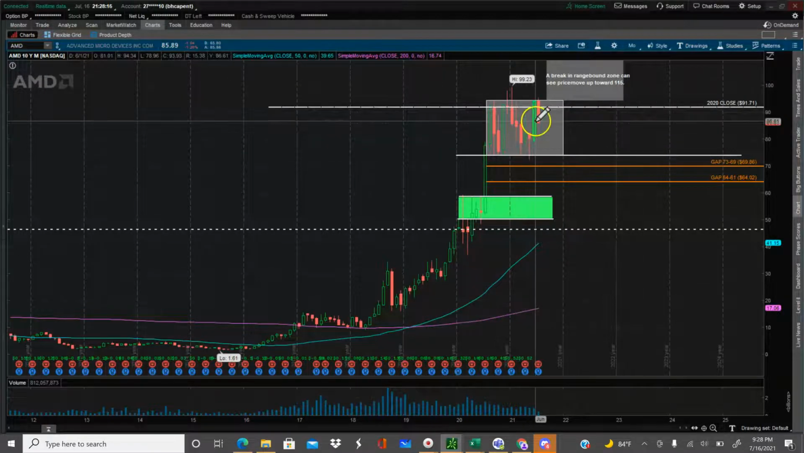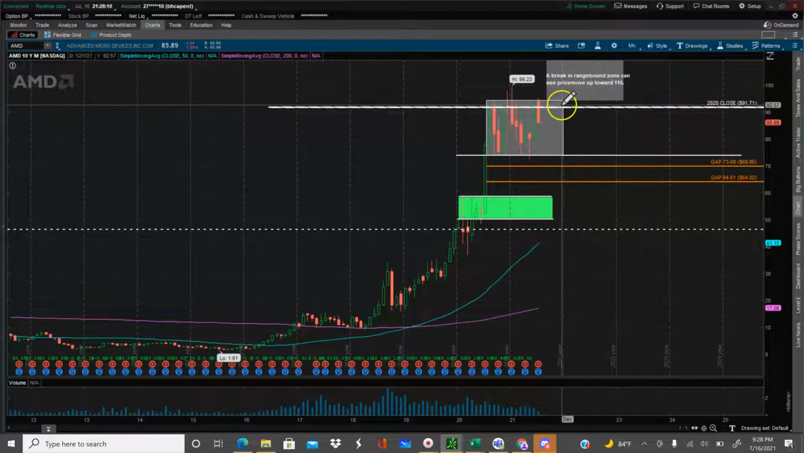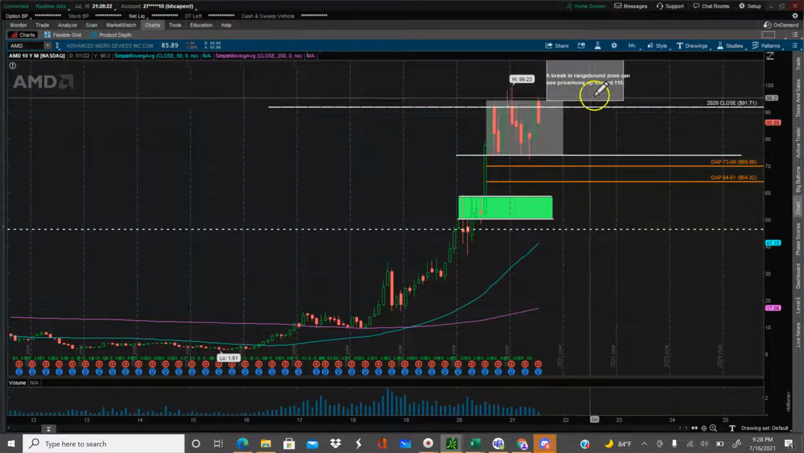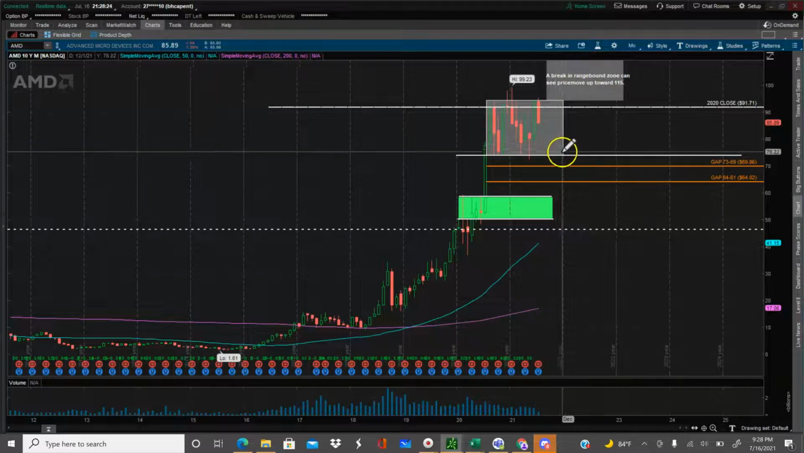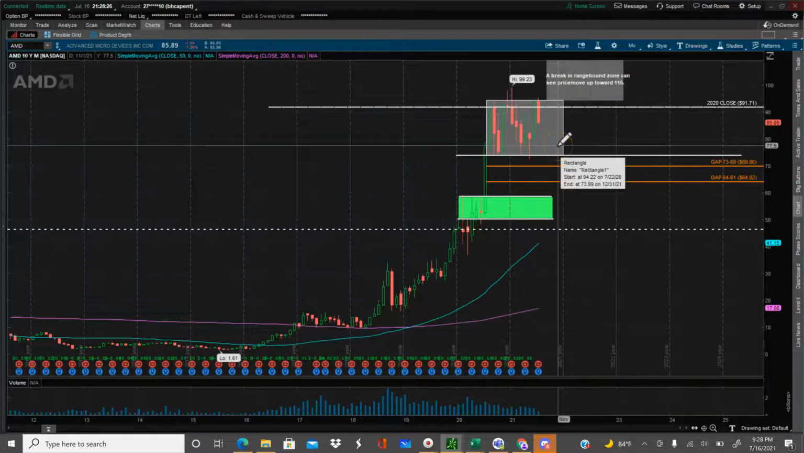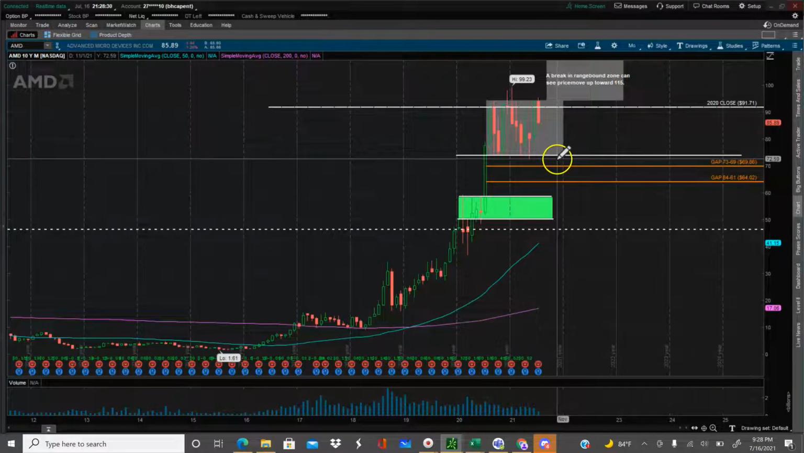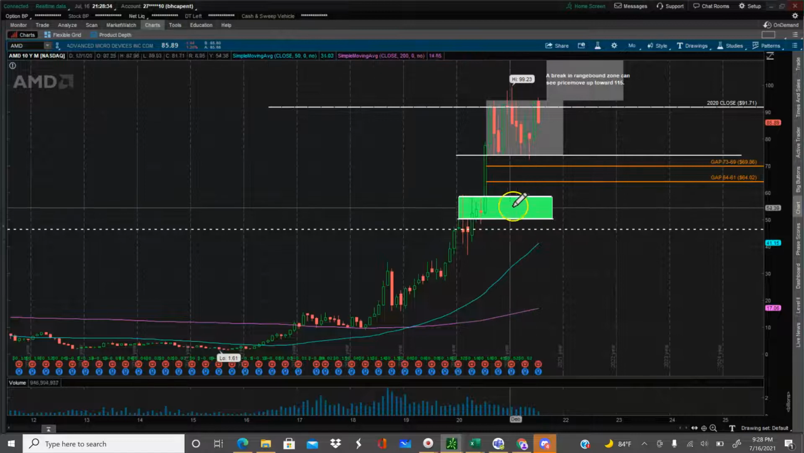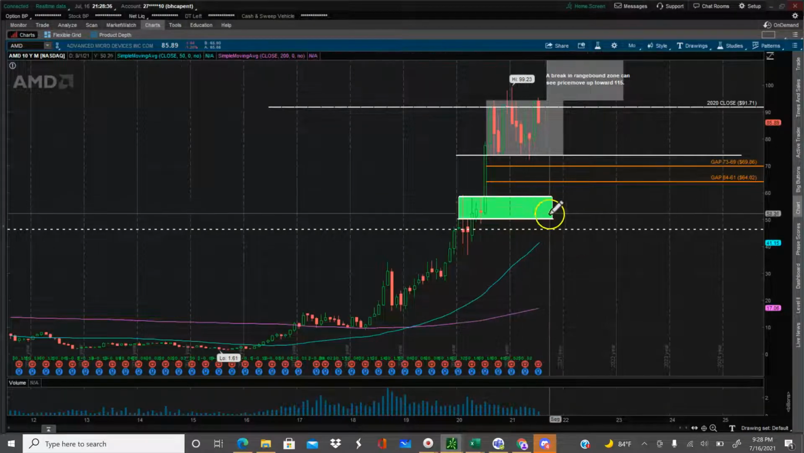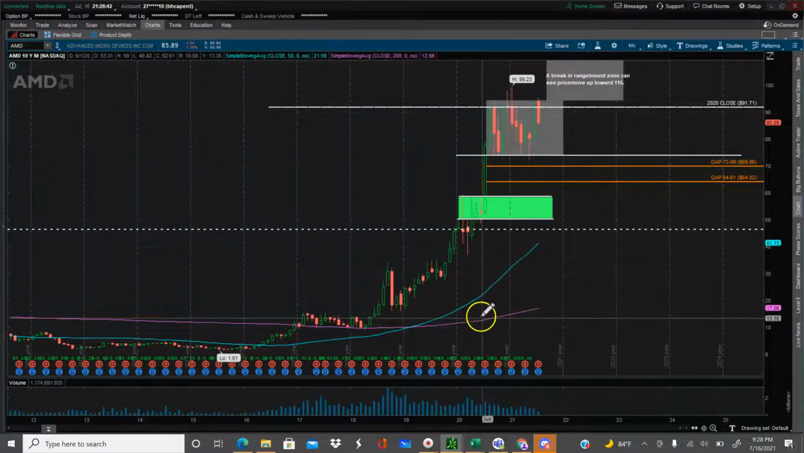Okay, so a break in this zone, you can see the price moving upward toward 115. A breakdown in this zone, the price can move probably down to the high 50s, which would put it down here in this zone, which is also a demand zone that I drew quite some time ago.